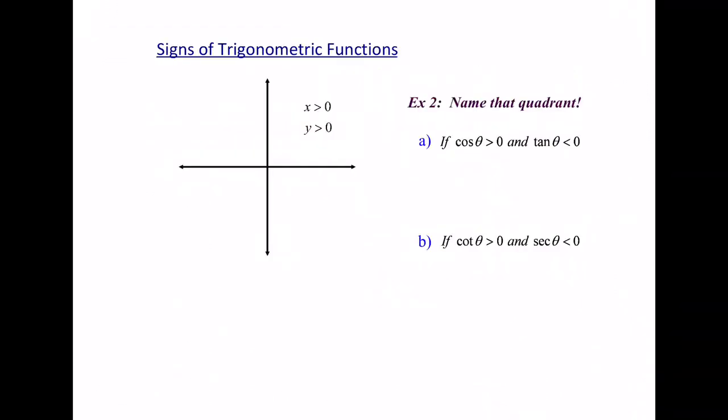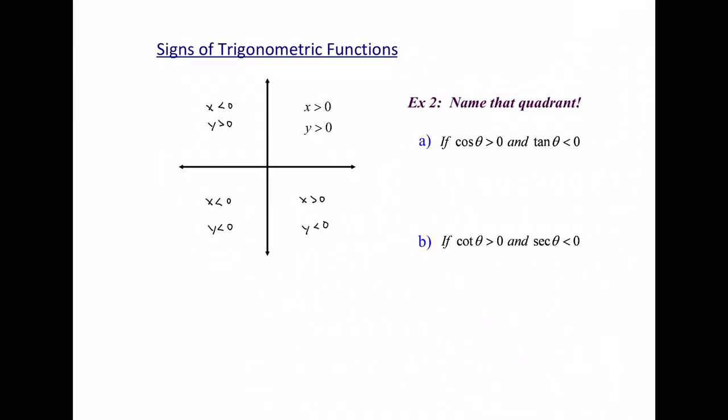From what we just discussed, can I give you some information and you name what quadrant it's located in? So quadrant 1, x is greater than 0, y is greater than 0. In quadrant 2, x is less than 0, y is greater than 0. Quadrant 3, they are both less than 0. And quadrant 4, x is greater than 0, but y is less than 0. So remember, x is your adjacent, y is your opposite. So when you're doing your trig functions, adjacent is cosine, opposite is sine.